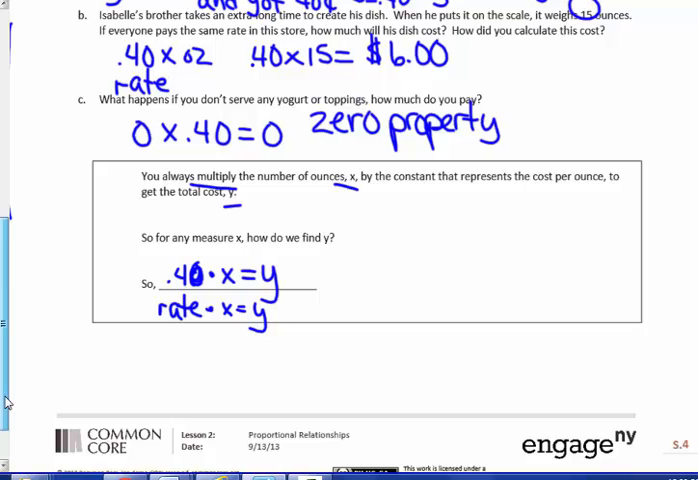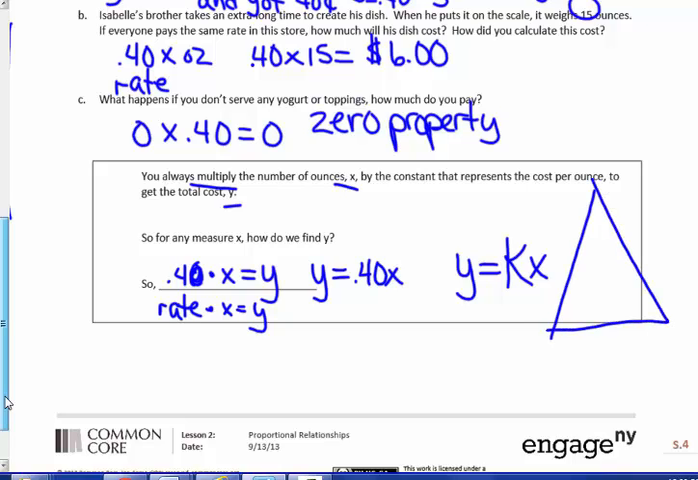I could turn this around and I could say Y is the same thing as, I could switch sides, 40 cents times the X. And that's going to become, in the next few lessons, Y equals K times X, for constant K. This is going to be a really important formula, and we're going to put it in our triangle. Y equals K times X, just like distance and speed, because we're talking about rates.